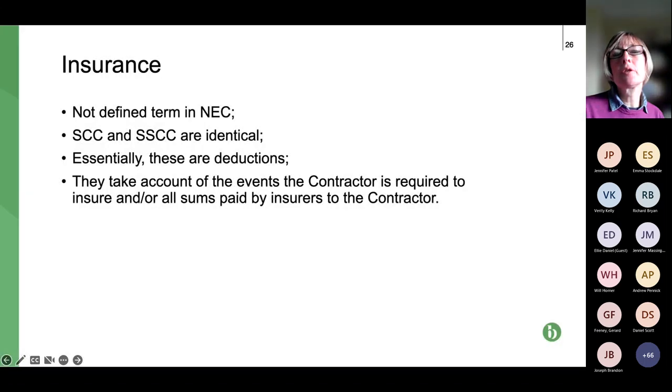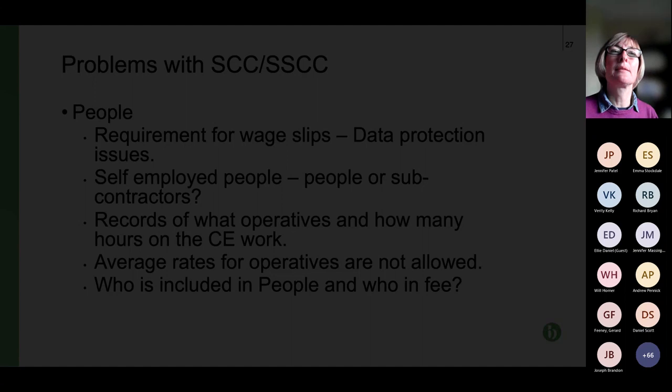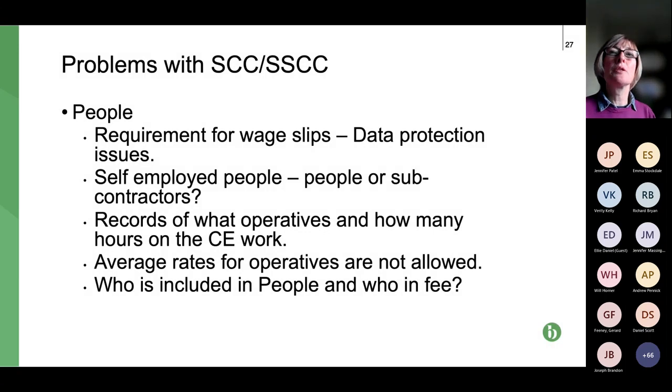I think this is insurance. So I'm just going to skim over this totally because we've already covered that. But just please bear in mind, it's not the cost of your premiums. It's where insurance is paid out. Next slide, please. So some of the problems, and some of these have been in part covered by NEC4, which is the last section.